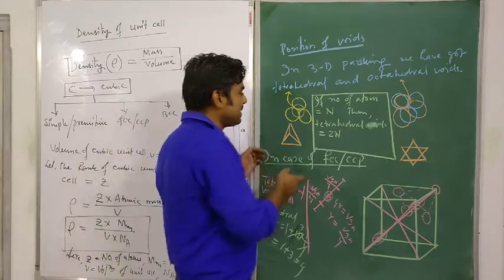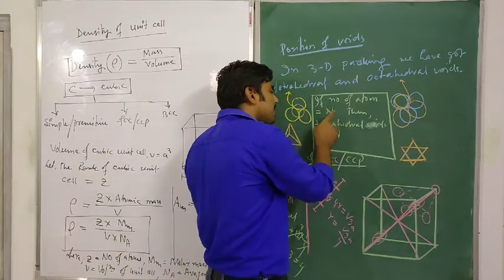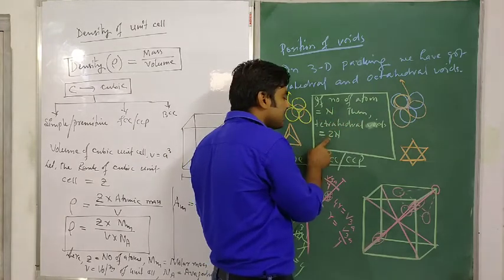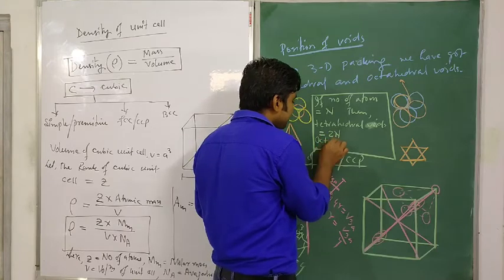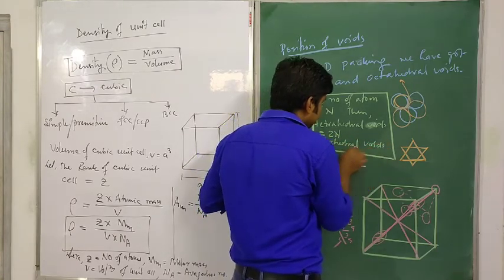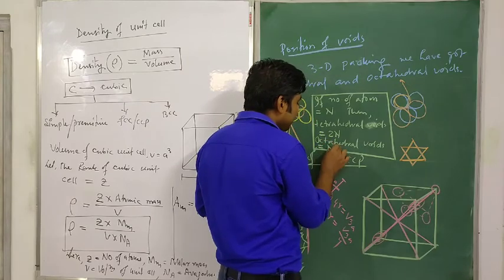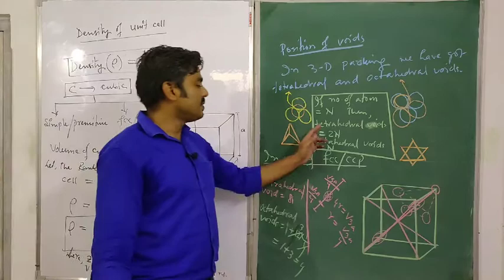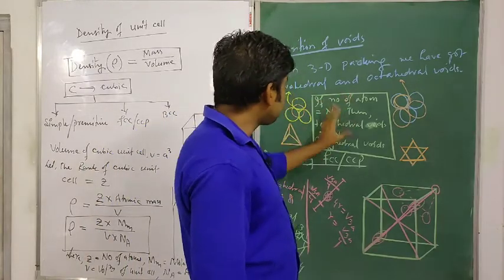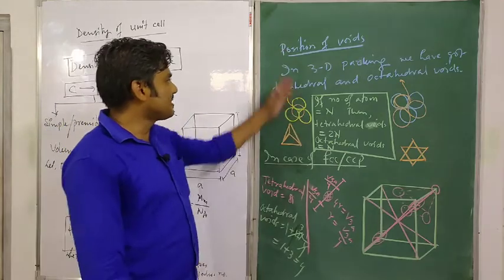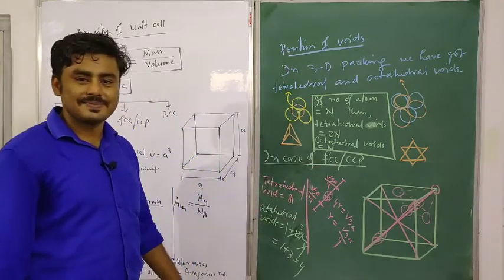Okay. So here simply we can write, if the number of atoms for any unit cell is n, then the tetrahedral voids will be twice n, and octahedral voids will be n. If you consider n, then octahedral voids will be n. If we consider the number of atoms is n, then tetrahedral voids will be twice n. Finish. So this is about the position of voids.